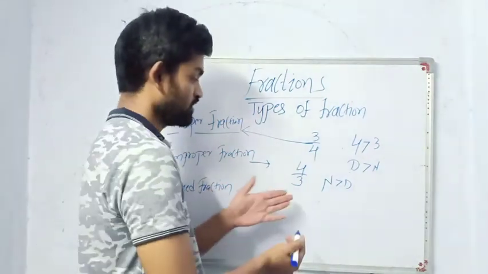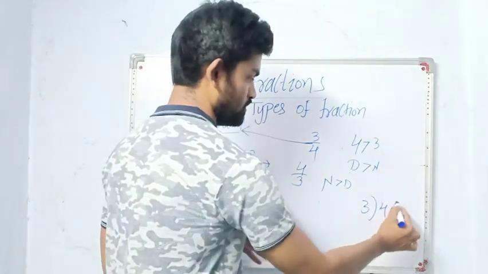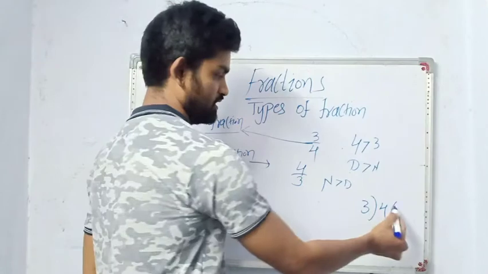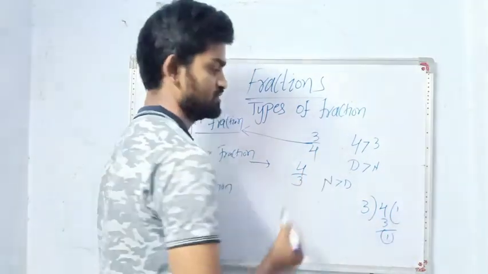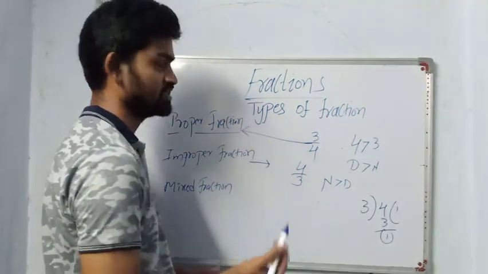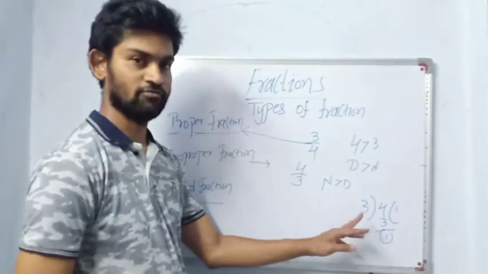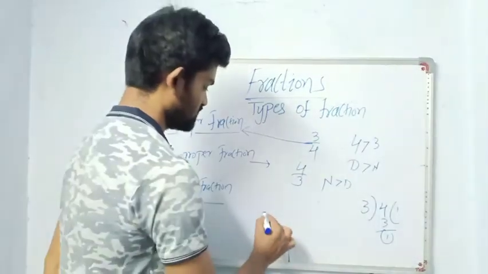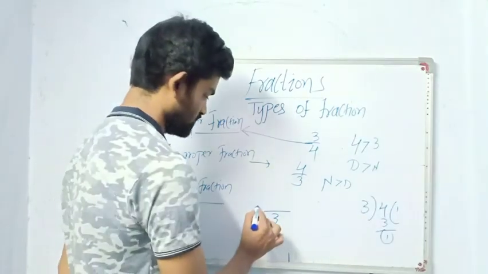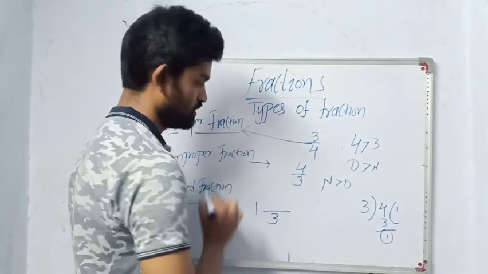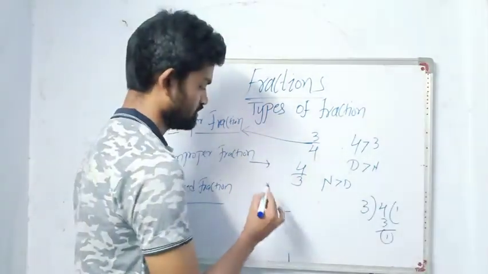Now, can we divide this? Yes, we can divide. We'll divide now by 3. How many times? 3 ones are 3. So what is the remainder? This one. Now, there is a formula to write a mixed fraction after division. First, write the denominator as it is. Write the quotient here, and the remainder here.